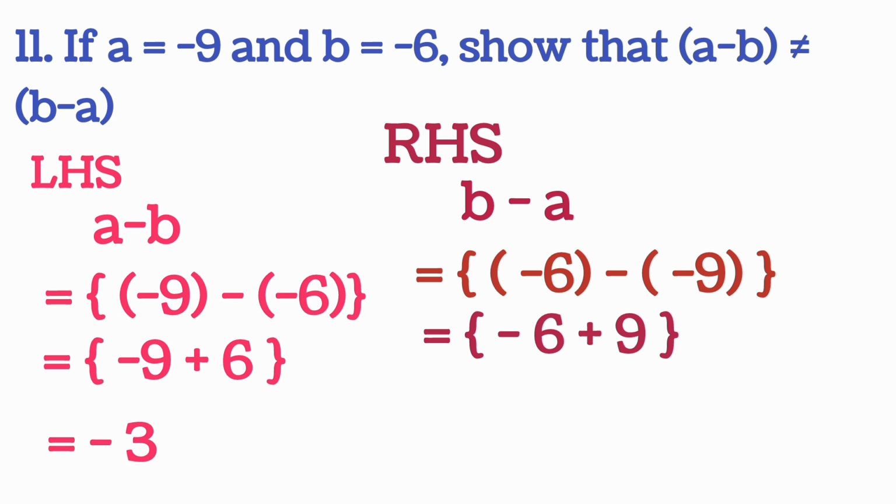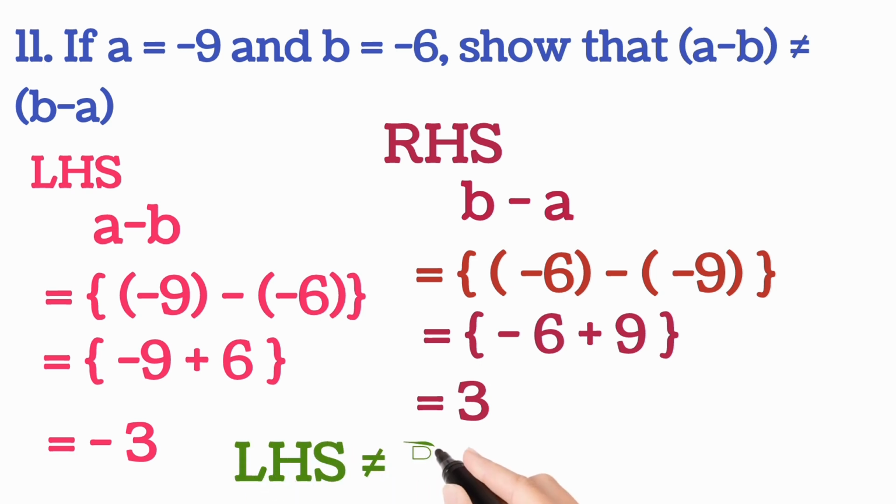Now again one is negative and one is positive. We will do subtraction, but you see the plus sign is with the bigger number, so it will be plus 3. So left hand side is minus 3, right hand side is plus 3. So yes, left hand side is not equal to right hand side. We have proved it. Now go for the next sum.